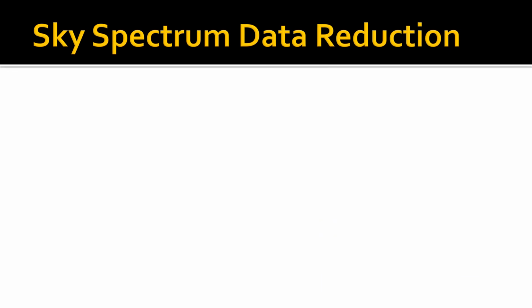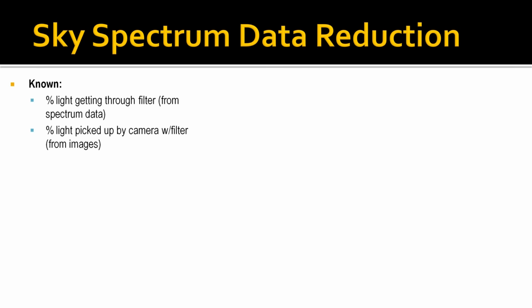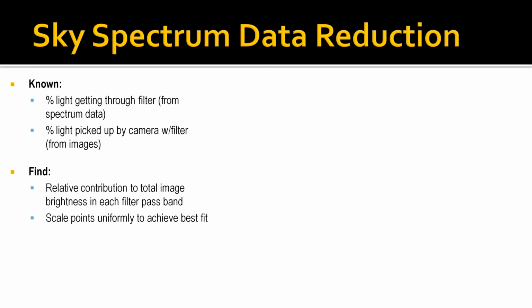With my images collected, the data reduction was straightforward. I knew the percentage of light getting through each filter combo from my spectrum measurements, and the percentage of light relative to the reference frame being picked up by the camera with each filter using my images. From this, I was able to find the relative contribution to the total image brightness from each filter's passband. I scaled the resulting spectrum points uniformly to achieve the best fit with my constructed spectrum that we saw earlier.